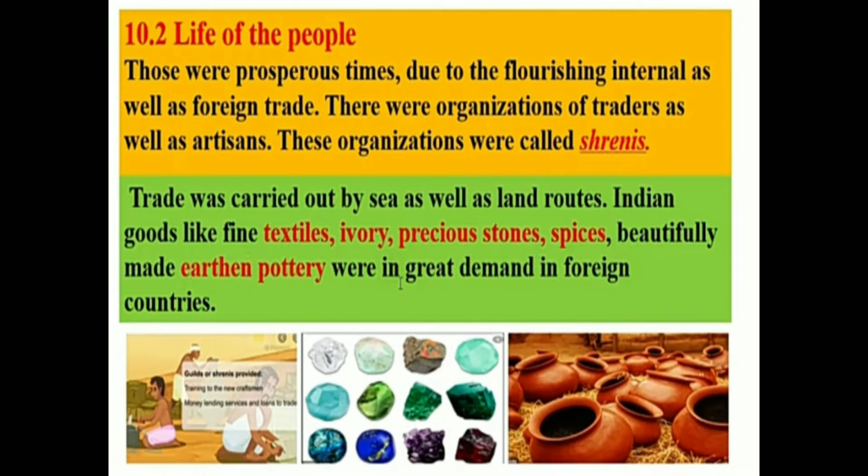Life of the people. Those were prosperous times due to the flourishing internal as well as foreign trade. There were organizations of traders as well as artisans. These organizations were called Shrenis. Trade was carried out by sea as well as land routes. Indian goods like fine textiles, ivory, precious stones, spices, and beautifully made earthen pottery were in great demand in foreign countries.